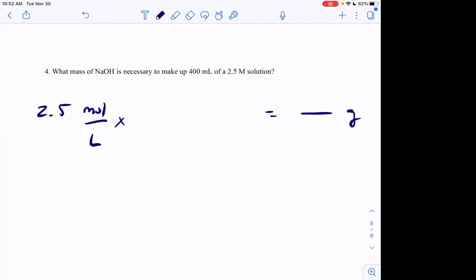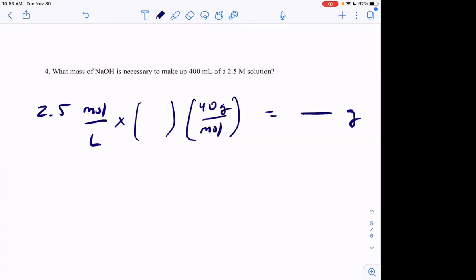Yeah, we're gonna need the molar mass of sodium hydroxide. What else do we need to multiply it by? The mils, right? The volume. So what is the molar mass? It's like 40, I think, for sodium hydroxide. Yeah, it's pretty close to 40 grams per mole.